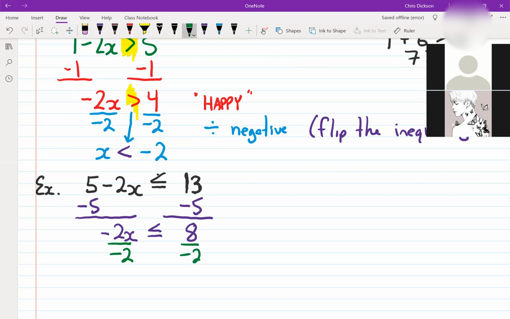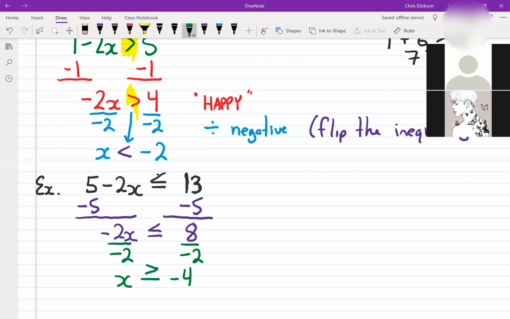And so we're going to be left with x on this side, or 1x on that side. And we have 8 divided by negative 2, and that gives us negative 4. And now when we flip the sign, we still have the equal part, so the equal is still there. But now it switches: instead of being less than or equal to, it should be bigger than or equal to.